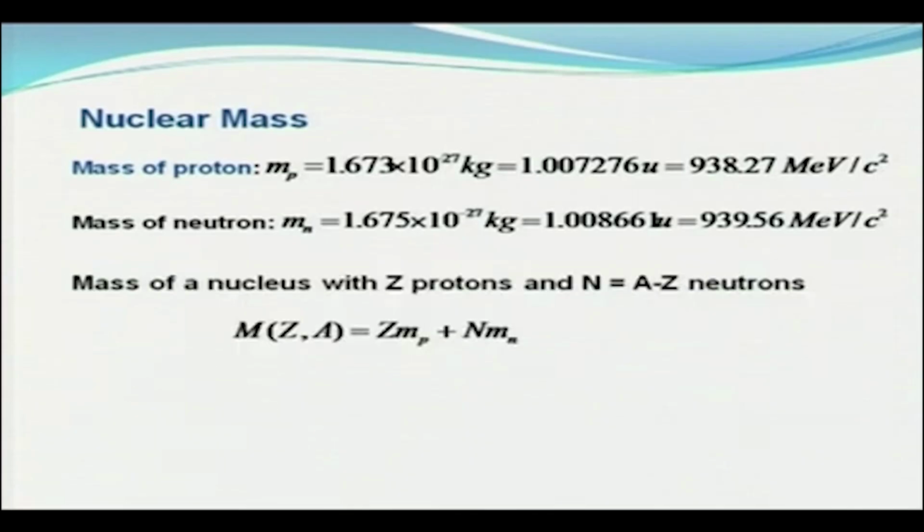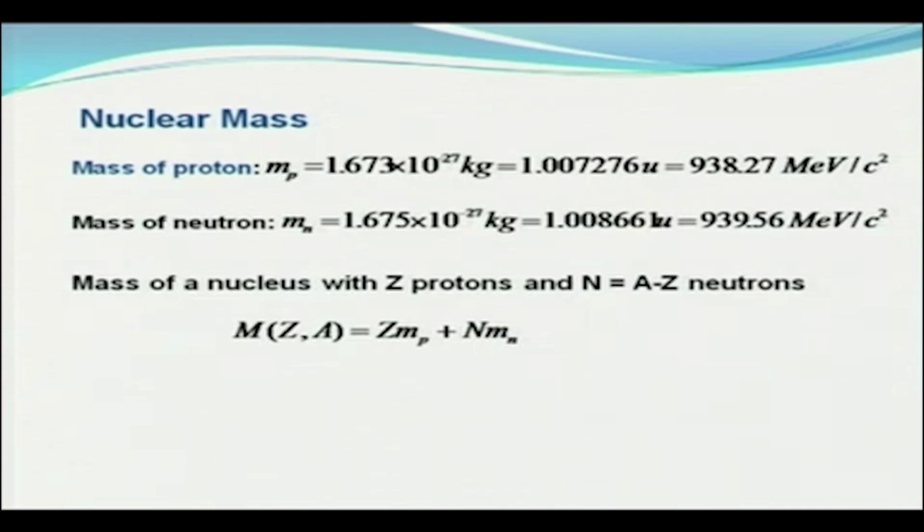Now, when we consider a nucleus with, say, Z number of protons and N number of neutrons in it, we can estimate roughly the mass of the nucleus to be Z times the mass of the proton plus N times the mass of the neutron. Experimental determination of these masses differs slightly from this.